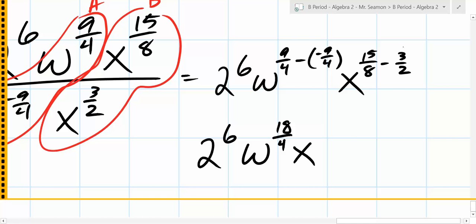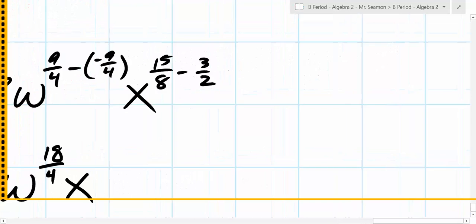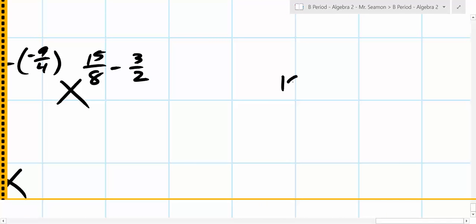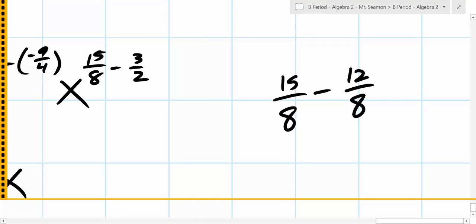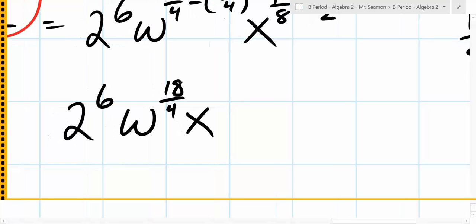To add or subtract fractions, what do we need? Common denominator. So we need to find an LCD. So it's 15/8 minus what? 12/8, right? Because you have to multiply by what? 4? So it's going to be what? 3/8.